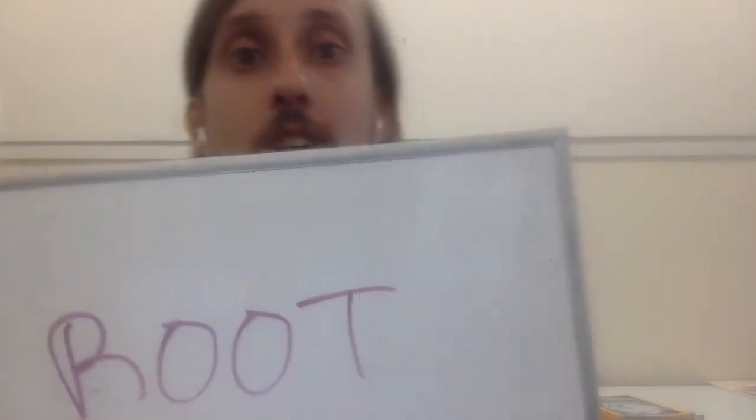Okay? Next word, root. R-O-O-T. Root. A root is the bottom of a plant or a tree where it gets nutrients. Okay? The nutrients. It's the base part of the plant.